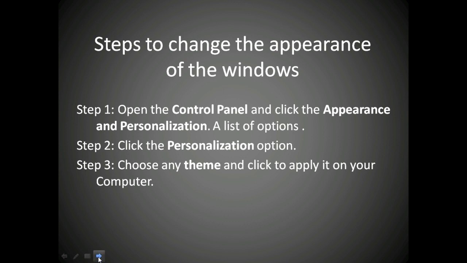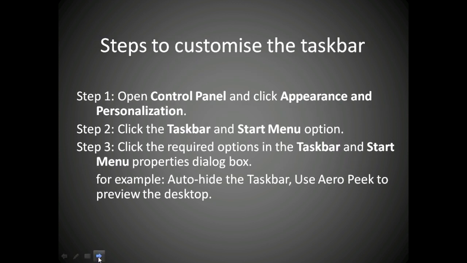So children, see next. Steps to customize the taskbar. Taskbar is at the bottom of the desktop. It's a long horizontal bar which covers the full screen, which contains a start button as well as date and time and the active windows. We can customize. Customize means again the appearance of the taskbar we can change. We can do certain settings on the taskbar. We can make it a little bit different from how it is normally displayed. That is customize.